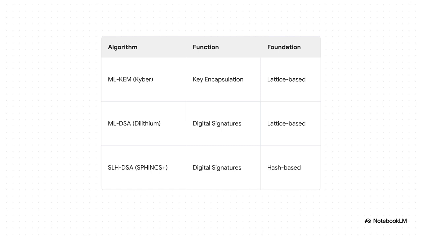These new algorithms, with cool names like Kyber and Dilithium and Sphincs Plus, are based on totally different kinds of math problems, things that we believe are incredibly hard for both normal computers and quantum computers to solve. These are the new guardians, getting ready to take over.